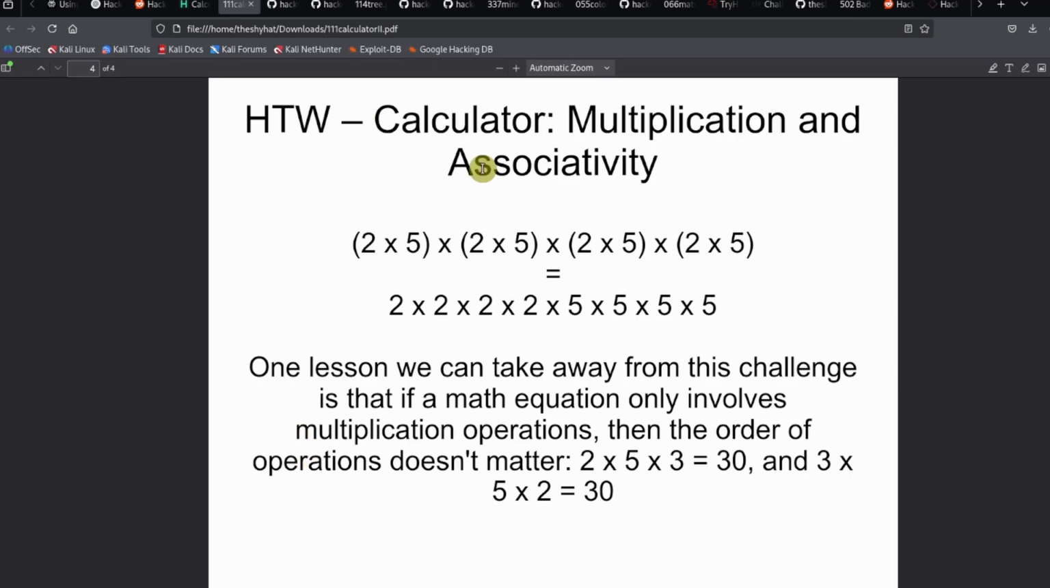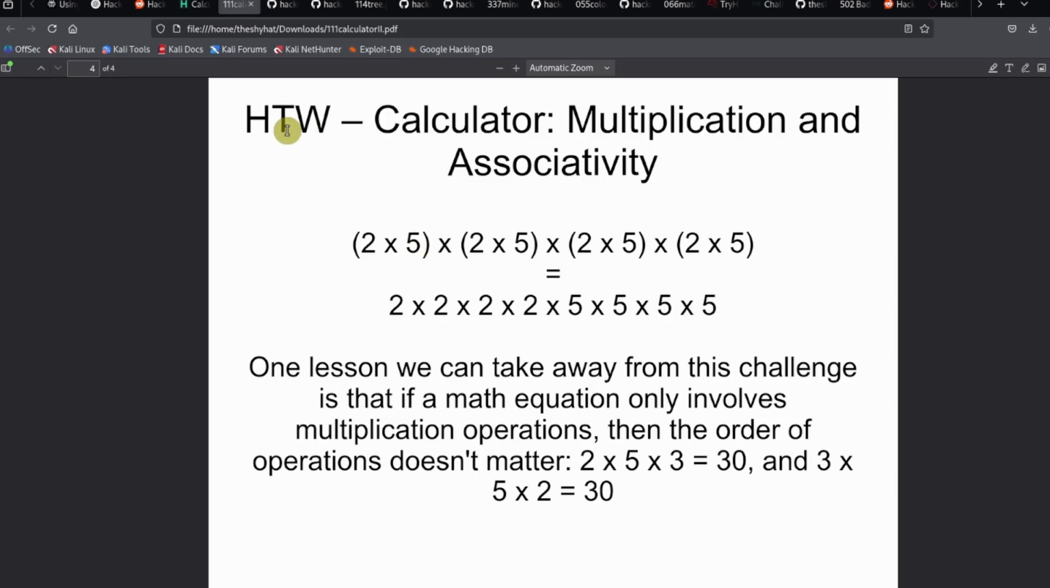In the calculator challenge here, Calculator 2, we have to understand multiplication and associativity. One lesson we can take away from this challenge is that if a math equation only involves multiplication operations, then the order of the operations doesn't matter. So 2 times 5 times 3 equals 30, and 3 times 5 times 2 equals 30. What we want to understand is that 2 times 5 is 10, and one way we could do this is 10 times 10 times 10 times 10. But if we put it in the order 2 times 2 times 2 times 2 times 5 times 5 times 5 times 5, it also arrives at the same answer.